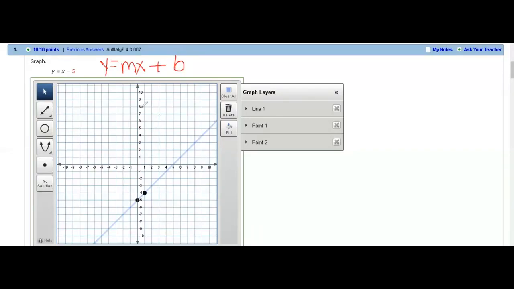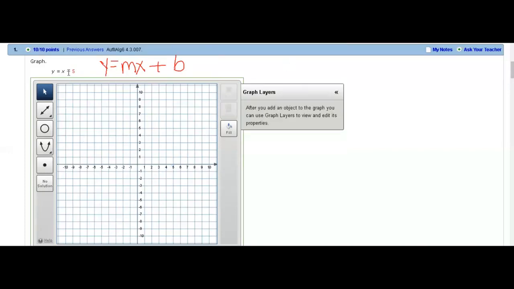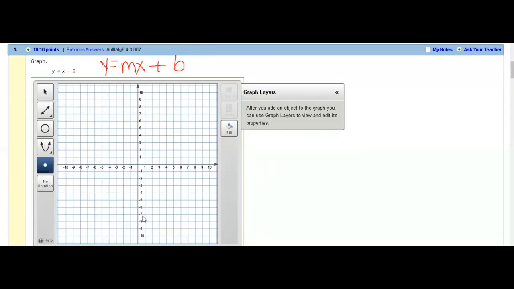So in order to graph this, all I have to do is plot -5. So all I have to do is plot a point at -5, and in order to do this in WebAssign, you click on this dot here. This dot is the point. So I'm going to click my mouse at -5 on the y-axis. And if you're in doubt, you can click here and see that the point is indeed 0, -5.